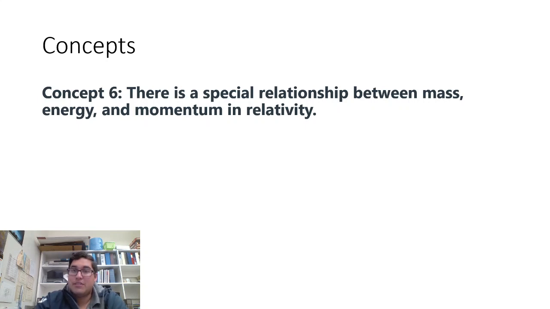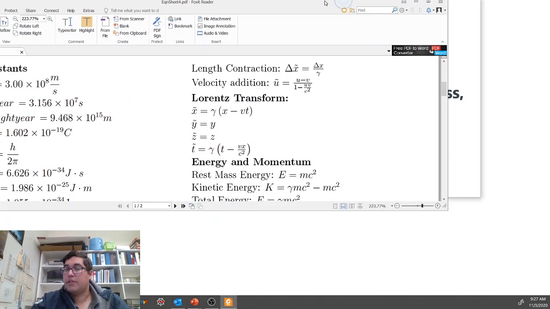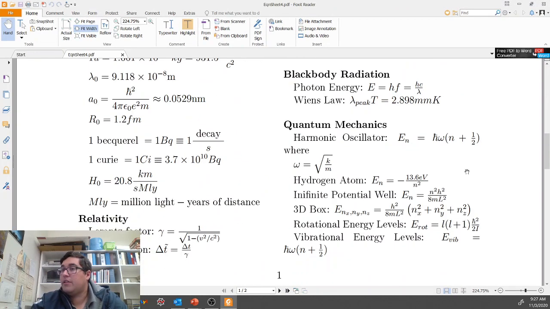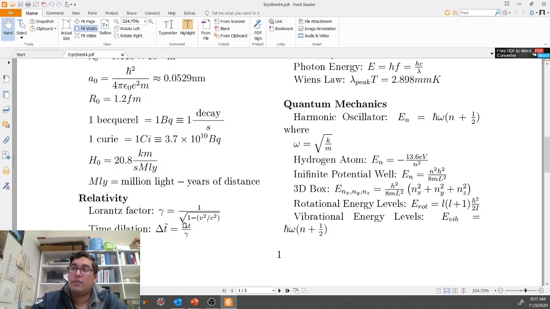And then for concept 6, there is a special relationship between mass, energy, and momentum and relativity. Well, yes, as you start to change length and time, you're going to have changes to the energy and momentum, right? Because they rely on mass and time to calculate. Okay, and I'm just going to pull over the equation sheet and see what we have here. So underneath relativity, we do have, well, I misspelled Lorentz factor and our time dilation. So that's what this gamma term is called, the Lorentz factor.